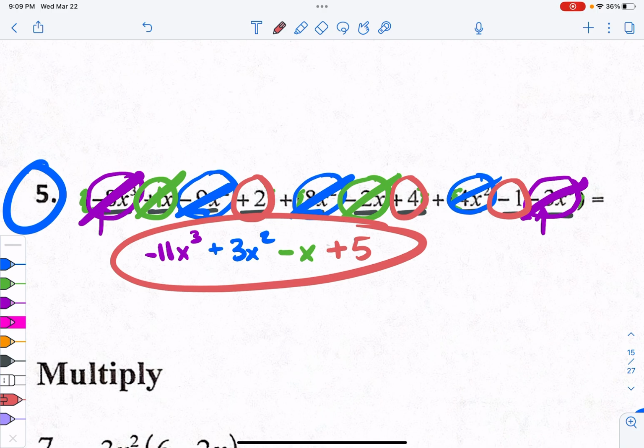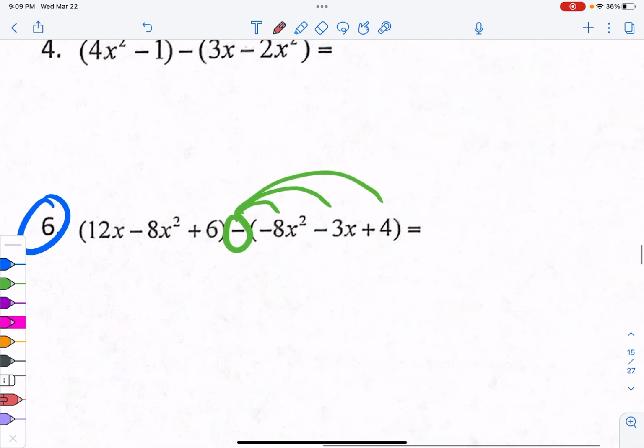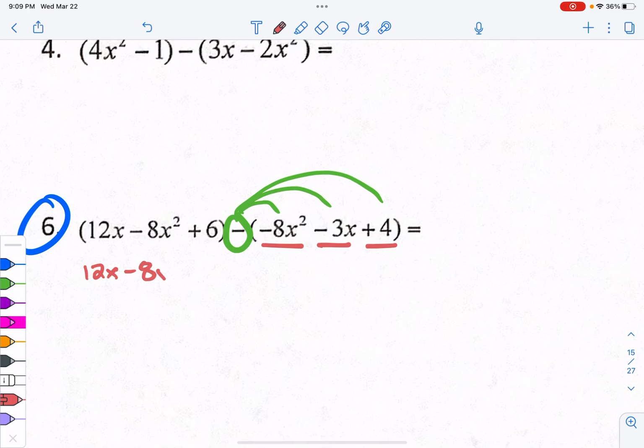All right? Okay, so 6, I said a little bit ago that we have to distribute that negative through everything behind it. All 3 of these pieces have to get their sign flipped. So I'm going to rewrite this. This 12x minus 8x squared plus 6 stays the same. There's nothing that changes there, but minus a negative 8x squared is going to become plus 8x squared. Minus a negative 3x is going to be plus 3x, and then minus a positive 4 becomes negative 4.